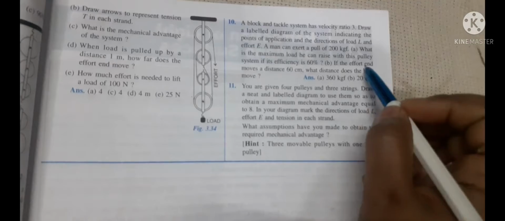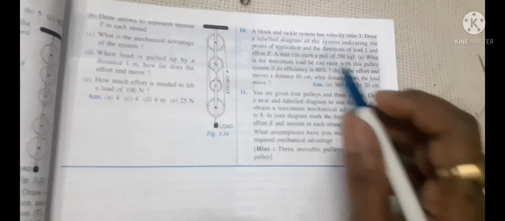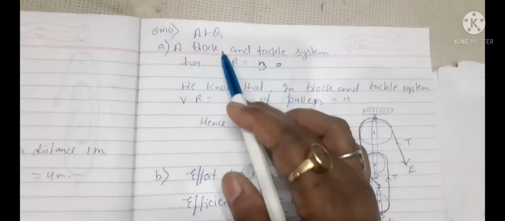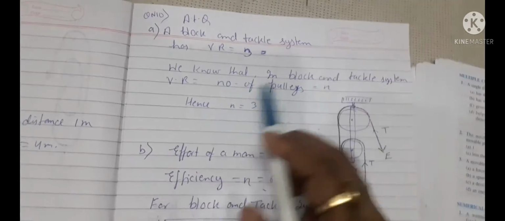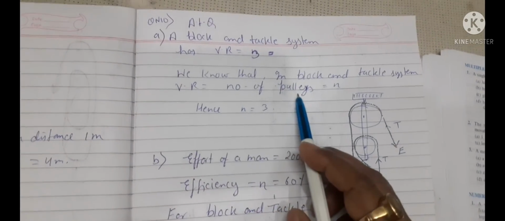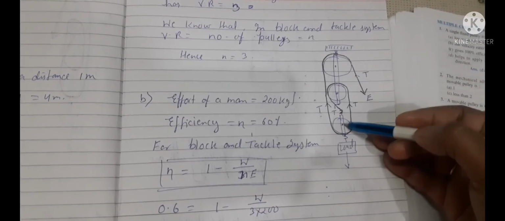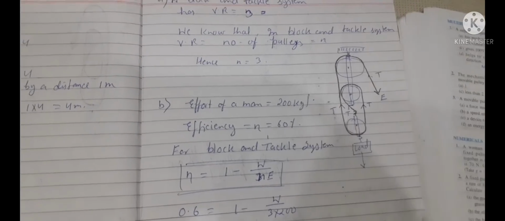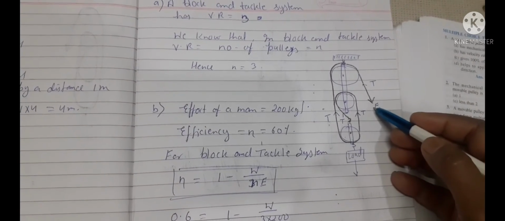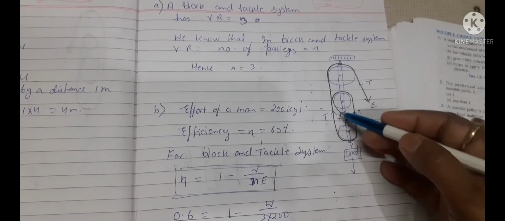If the effort end moves a distance of 60 centimeter, what distance does the load move? So see what is given and what we are going to do. According to the question, a block and tackle system has velocity ratio 3. We know that in a block and tackle system velocity ratio is equal to number of pulleys, and that is equal to 3. So we will draw this diagram. There are 3 pulleys. First 2 are fixed and the single one at the bottom is movable. So here is the effort we are applying, and here is the strand moving in this way.